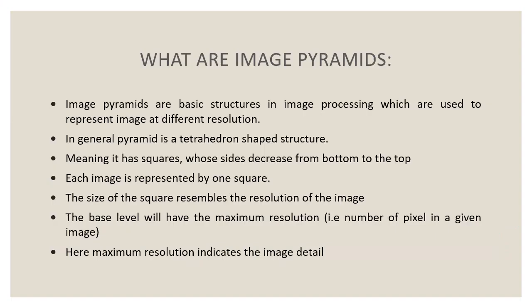Image pyramids are considered one of the basic structures in image processing, used to represent an image at different resolutions. In general, a pyramid is a tetrahedron-shaped structure, meaning it will have squares whose sides decrease from bottom to top. Each square is represented by one particular image, and the side of the square resembles the resolution of the image.